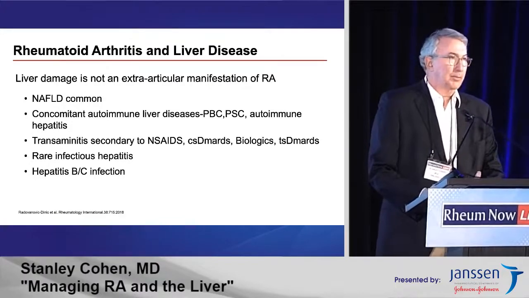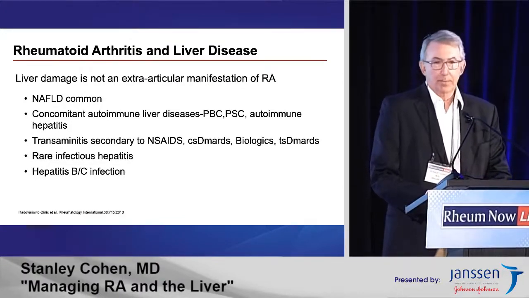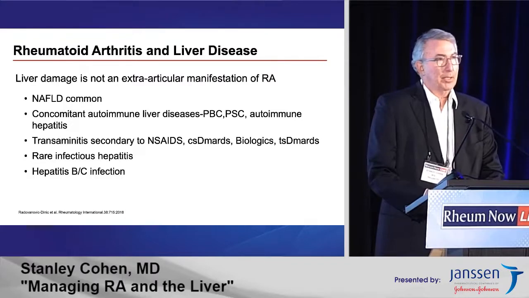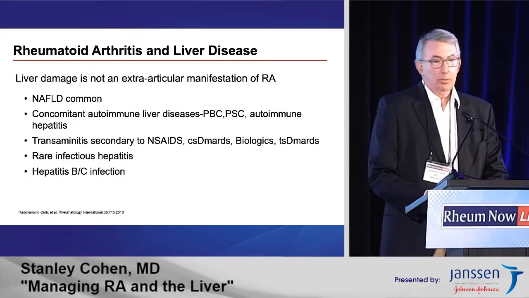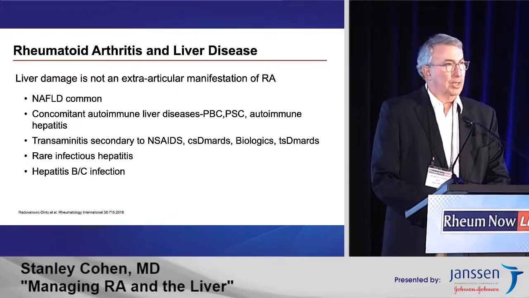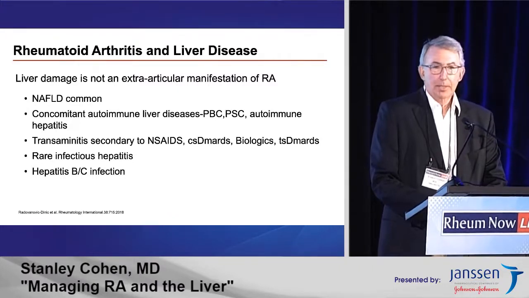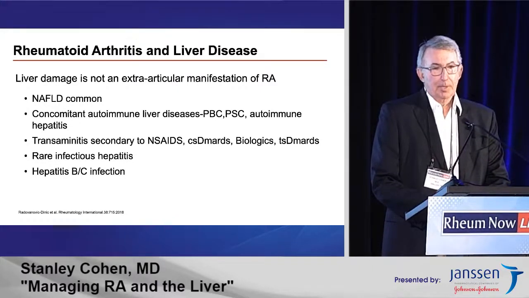First of all, liver damage is not one of the extra-articular manifestations of RA like we think about pleural effusions, pleurisy, pericarditis, sensory motor neuropathy, vasculitis, and so forth. So this is really something we deal with in clinic all the time, but again, not an extra-articular manifestation.